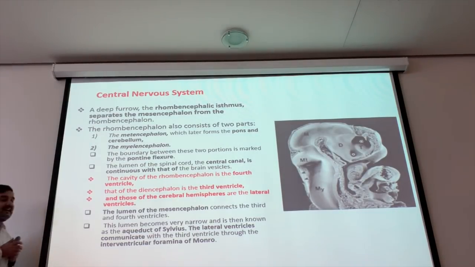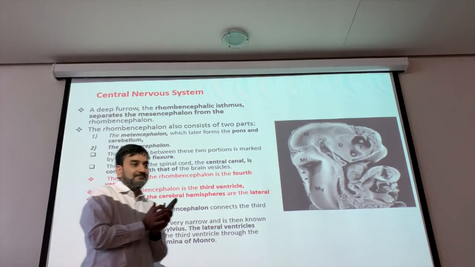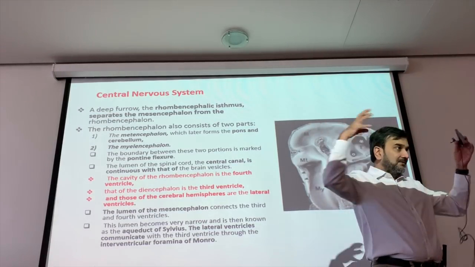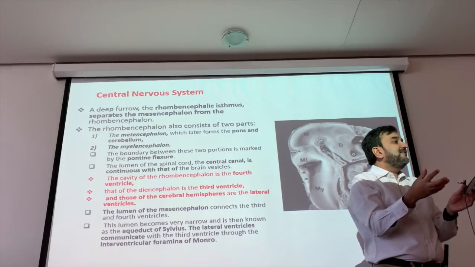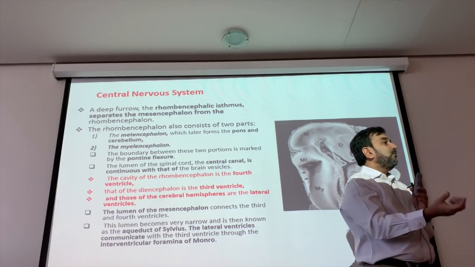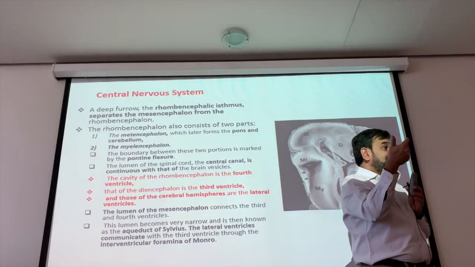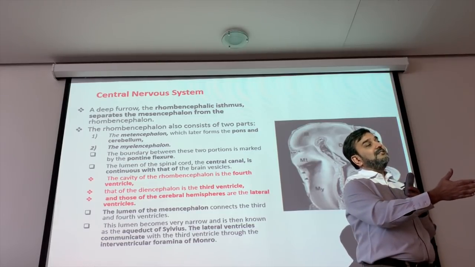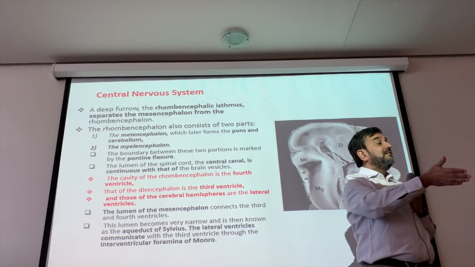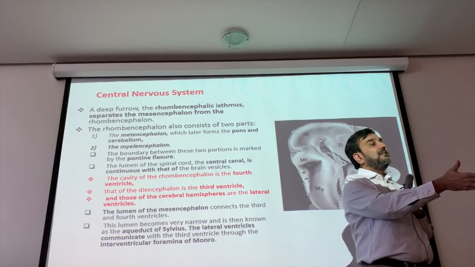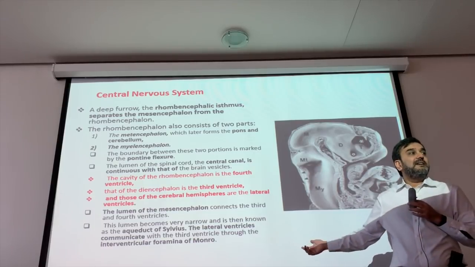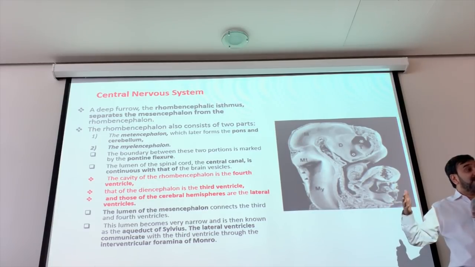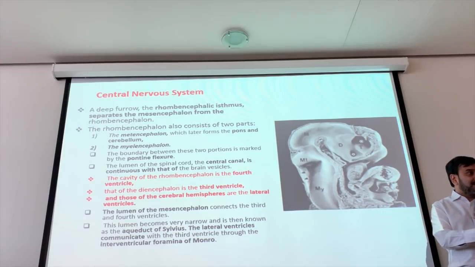Now, as we said, this neural tube is a hollow tube. So there is a cavity inside each vesicle. So the cavity of the telencephalon is what? Lateral ventricle. The lateral ventricles are the cavities of the telencephalon. The cavity of the diencephalon is the third ventricle. The cavity of the mesencephalon is the aqueduct of Sylvius. The cavity of the metencephalon and myelencephalon is the fourth ventricle. And then the cavity of the spinal cord is the central canal of the spinal cord.